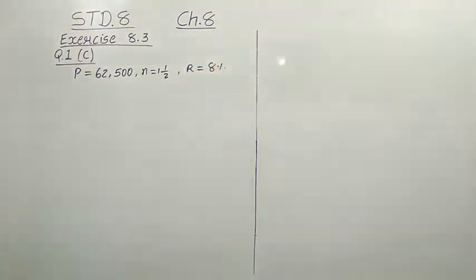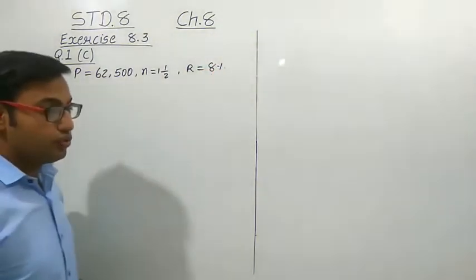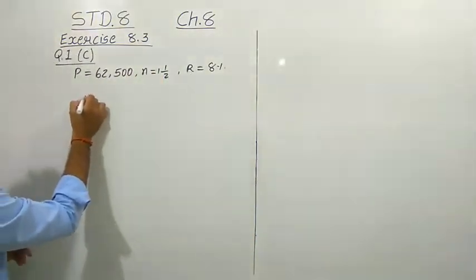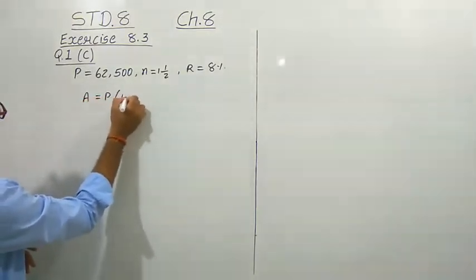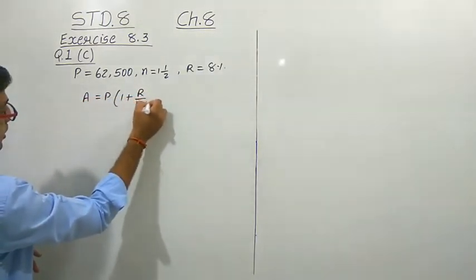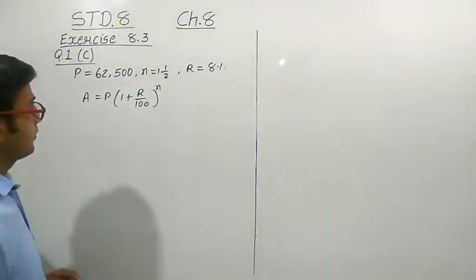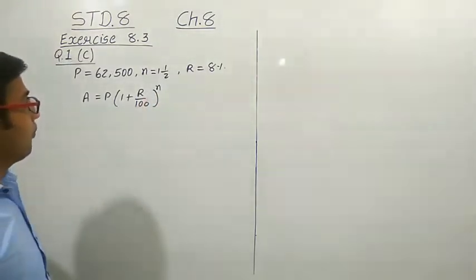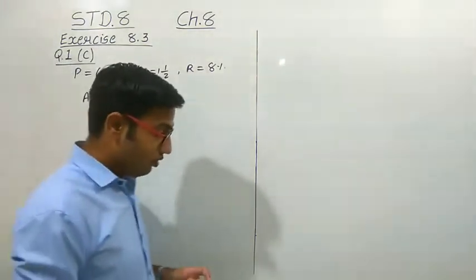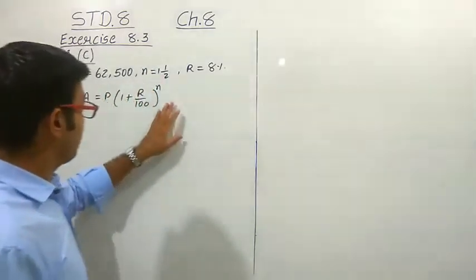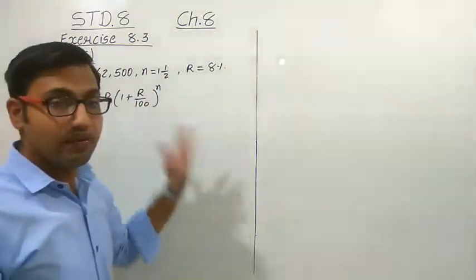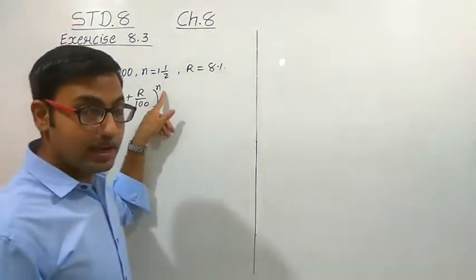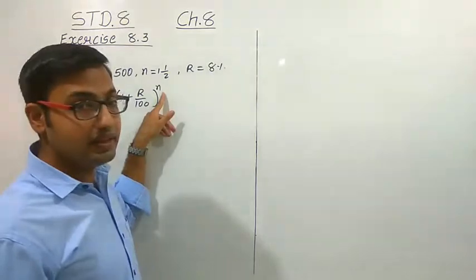We know that if we have to calculate the compounded annually, then we have the formula A is equals to P 1 plus R upon 100 raised to power n. So what is this? N is what? N is the number of years. So whenever we have to calculate the compounded half yearly, then what we have to do is we have to take this number of the years and divide it by the 2.